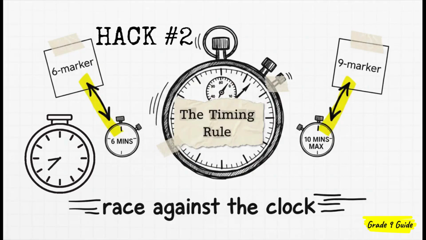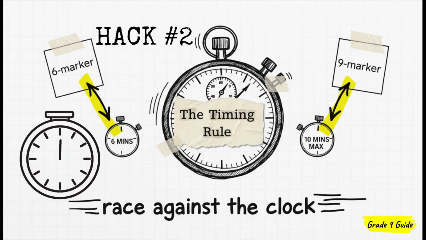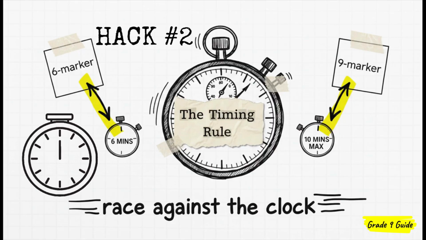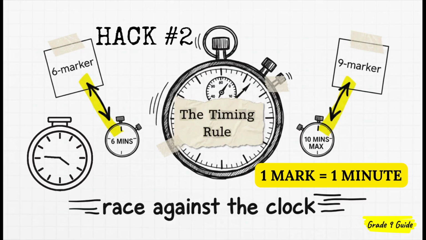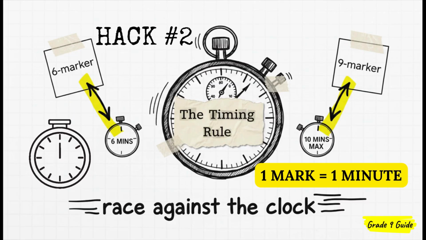Hack number 2. This is all about setting the environment before you even pick up a pen. Let's be real, AQA Geography is a race against the clock, especially on those big 9 markers. So here's the golden rule. You never spend more than 1 minute per mark. A 6 marker gets 6 minutes. A 9 marker, you give it 10 minutes, absolute maximum.